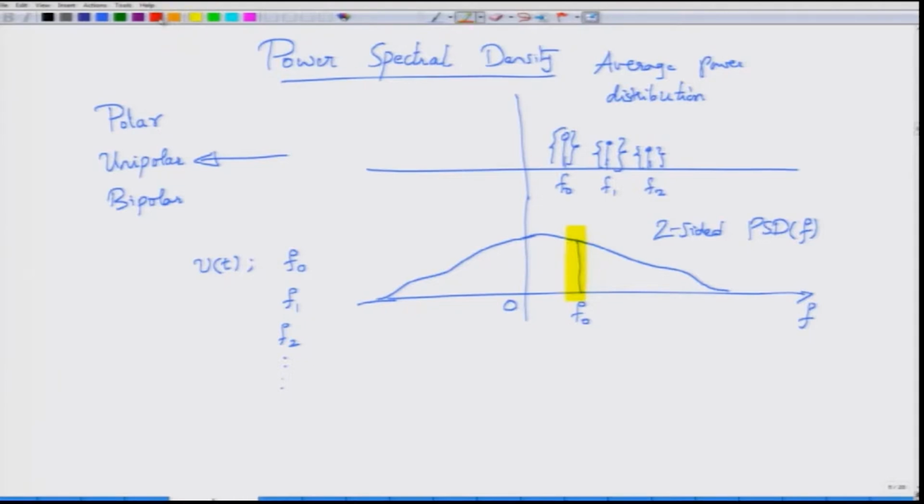In that band, the associated power will be obtained by looking at the bandwidth, which is delta f around f0, and the value of the power spectral density here may be PSD of f0. So, the power associated with the band of frequencies delta f is obtained by taking the power spectral density at the center frequency multiplied by delta f. Because this is a two-sided power spectral density, you also have to consider an equal amount of power on the negative frequency side. So, you usually end up having 2 times PSD of f0 times delta f.